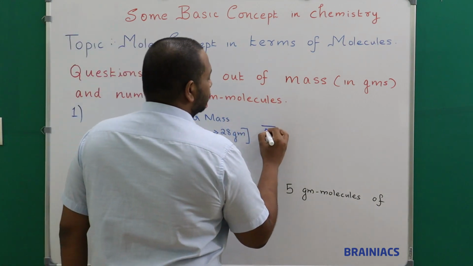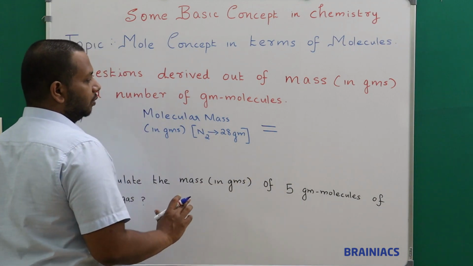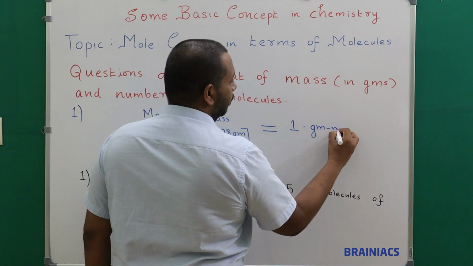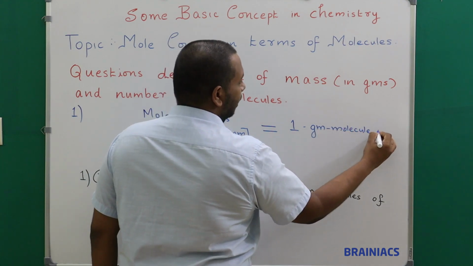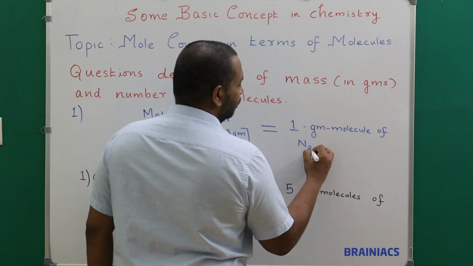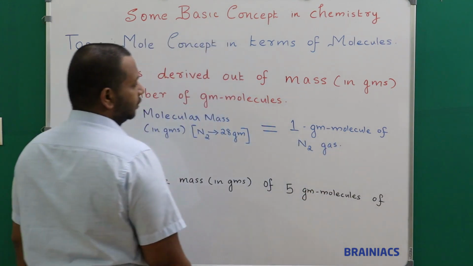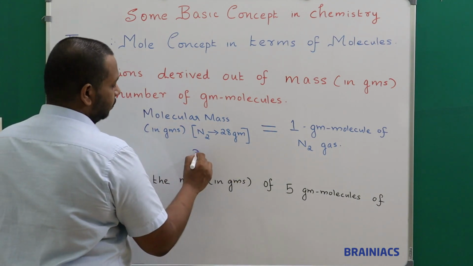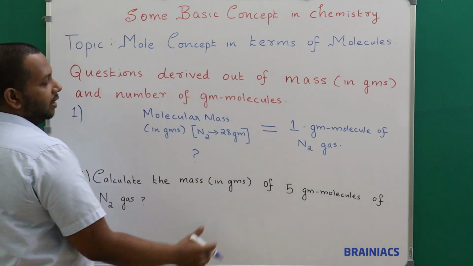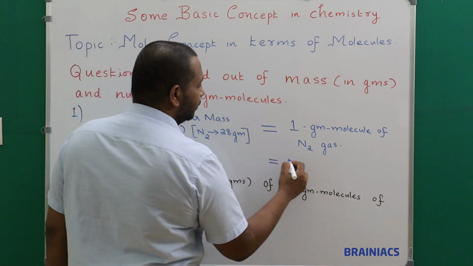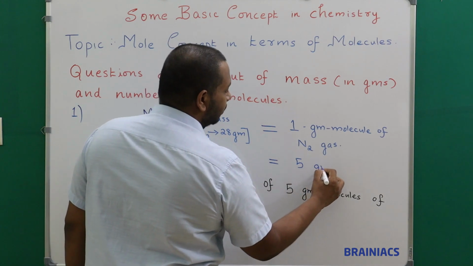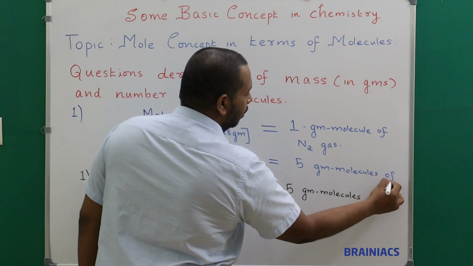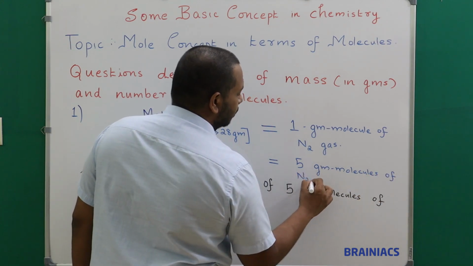This is equal to, how is it related to gram molecules? I know this is equal to 1 gram molecule of N2 gas. Correct. Now they are asking to calculate the mass of how many gram molecules? 5 gram molecules. So this is given: 5 gram molecules of N2 gas.